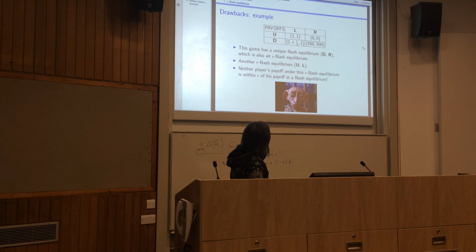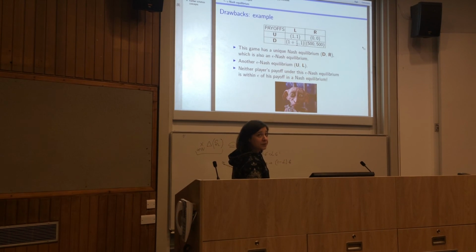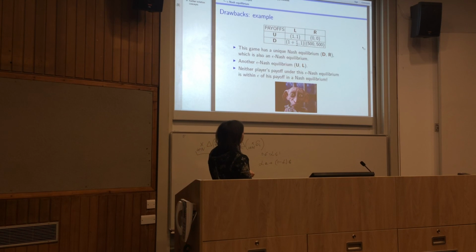We have a unique Nash equilibrium there, down and right, that gives the utility of 500 to both of the players. And this also, of course, is an epsilon Nash equilibrium. But we also have another epsilon Nash equilibrium, up and left. Each one of the players gets a utility of 1 there.